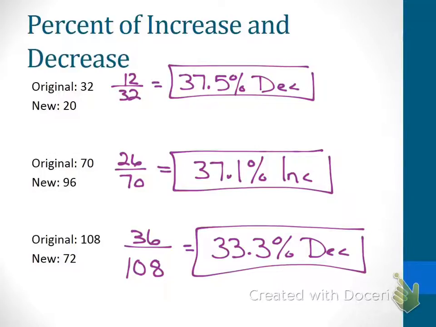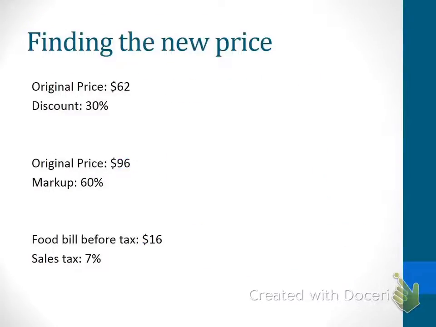Now we've got find the new price. There's two steps. It's the same step whether it's a markup or a discount. Try to do the first one, and then we'll do the first one together. We start by changing the percent to a decimal, and we multiply it by the original amount. So 62 times 0.3 is what?